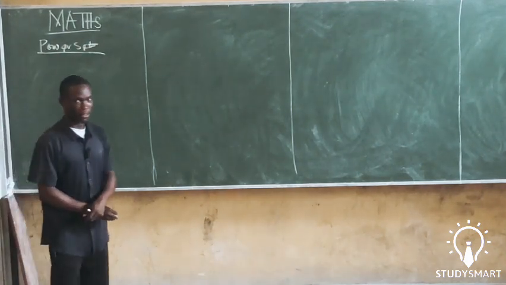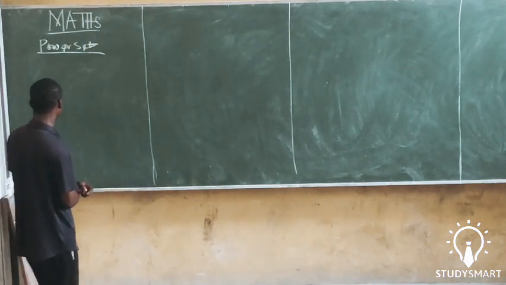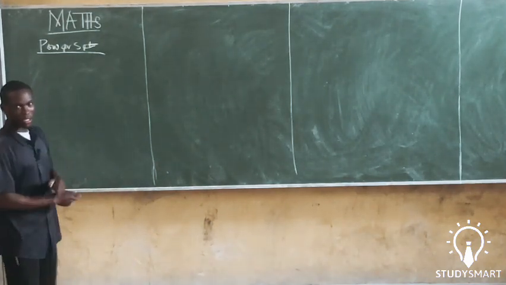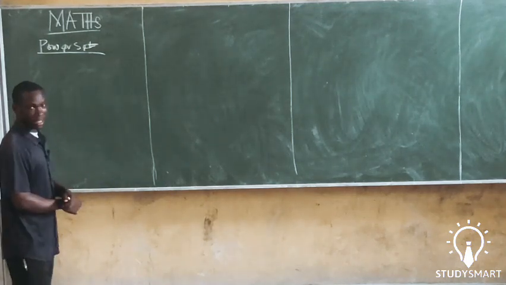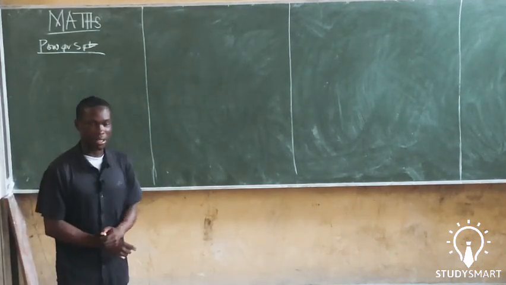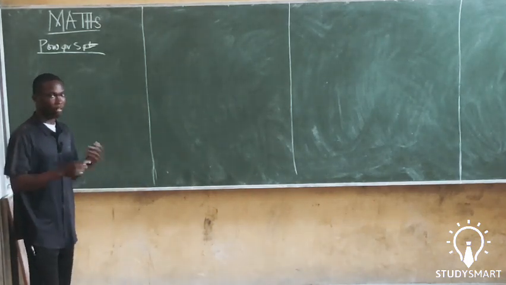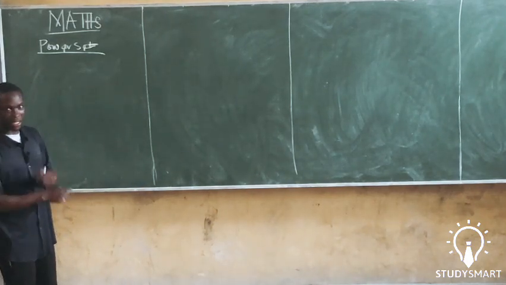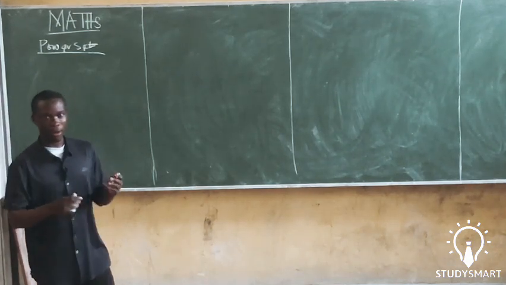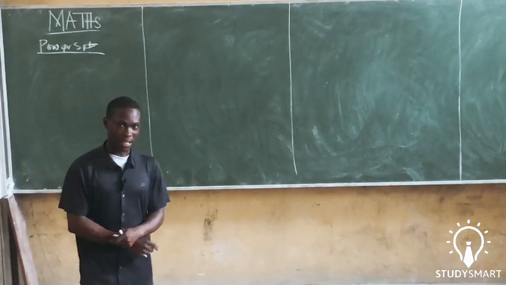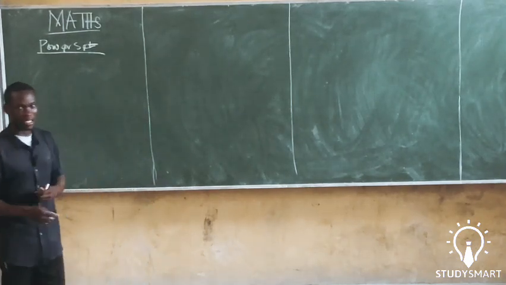The power set of an element is said to be all possible subsets of that element, including the empty set and the set itself.